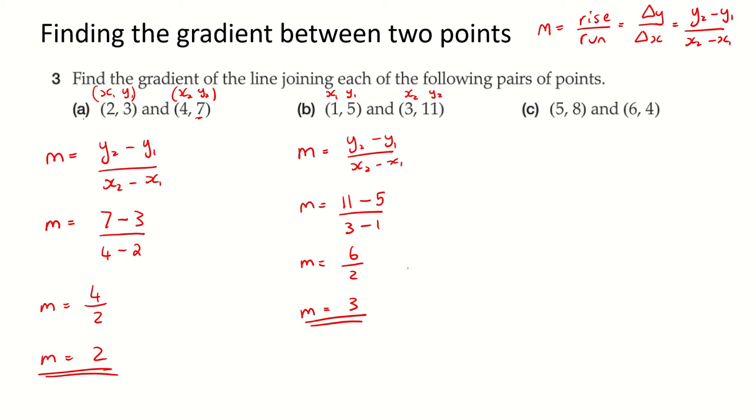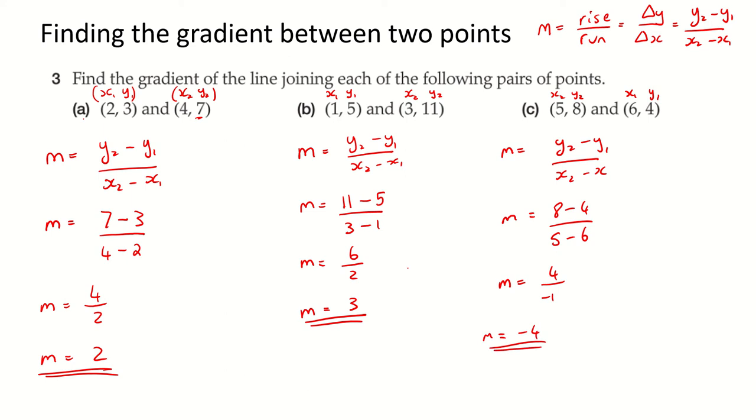And one more. This time let's label them differently. So y2 take y1 over x2 take x1. y1 can be this one and x1, and this can be x2 and y2. So y2 is 8 and y1 is 4, and x2 is 5 and x1 is 6. So m is going to be 4 over negative 1, which is negative 4. So this particular graph will go down the page with a negative gradient.